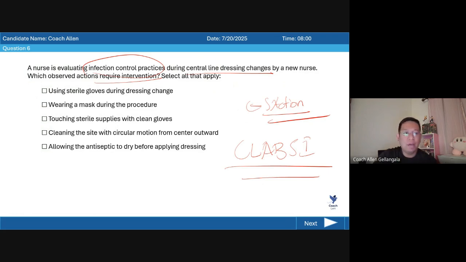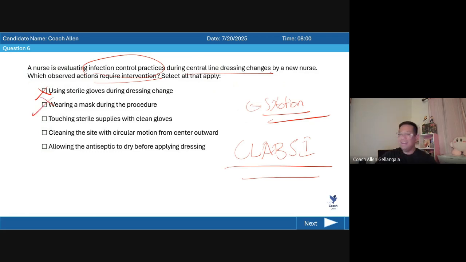Okay, so now let's go. This question asks which requires an intervention, so again, a negative action question. Using sterile gloves during dressing changes, is it a standard one? It is a standard one. Therefore, it's not a negative action, so we eliminate it. Wearing masks during a procedure? Yes, that is also a good action.